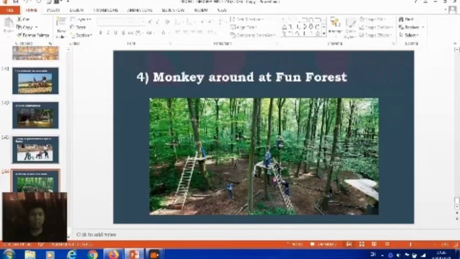Next is monkeying around at the Fun Forest. The Netherlands is flat, but there are still many things to climb. Fun Forest is located in the northwest end of Amsterdam. The forest offers a family place to run, jump, and climb trees. It is one of the best nature playgrounds in Amsterdam.